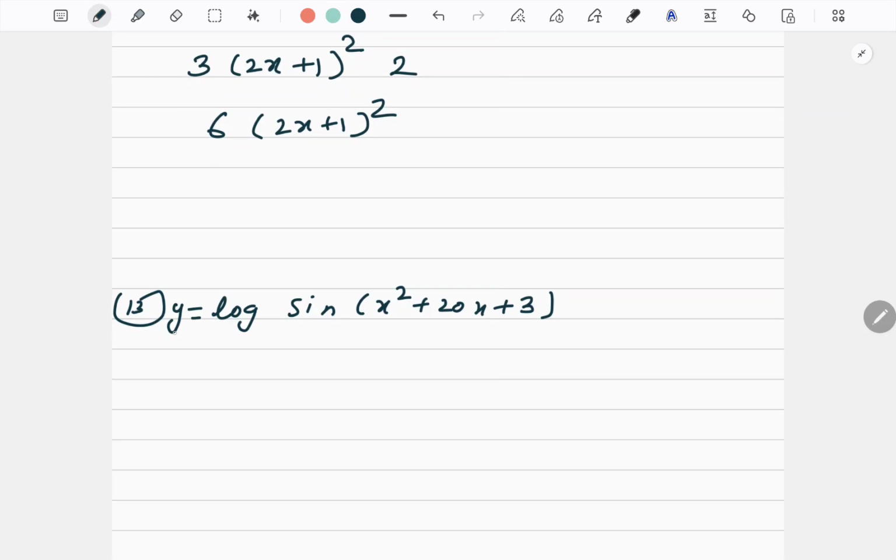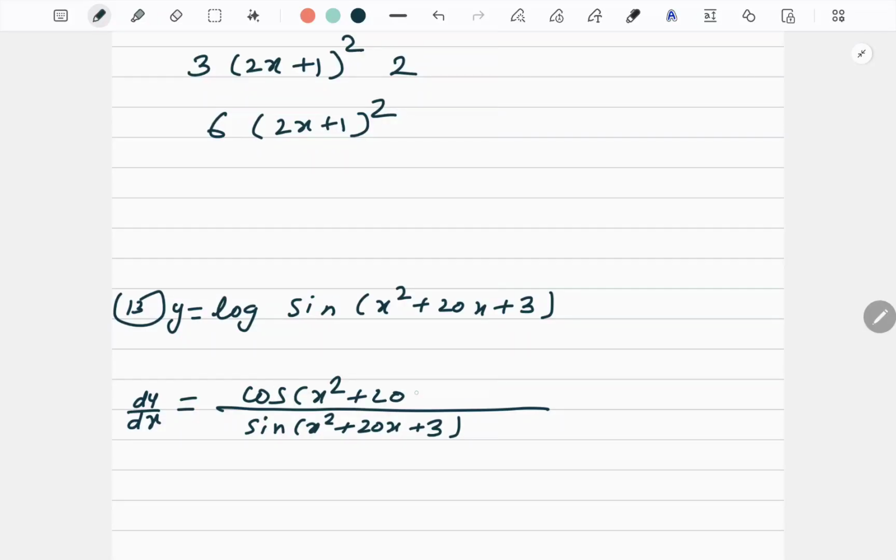Okay, proper way in the sense that first differentiate log, then d by dx of sine, then differentiate sine, then d by dx of this bracket. But I am directly writing the answer. What is dy by dx? Log means this will go down. So sine x square plus 20x plus 3. Okay. Then differentiation of sine is what? Cos x square plus 20x plus 3. And then go inside the bracket. So 2x plus 20. Right? So dy by dx is equal to 2x plus 20.